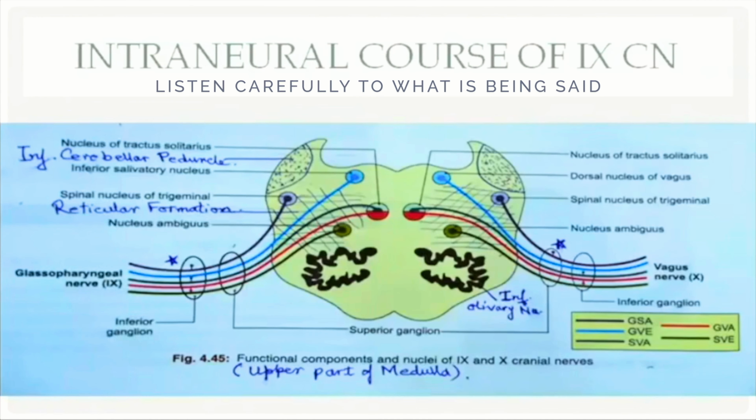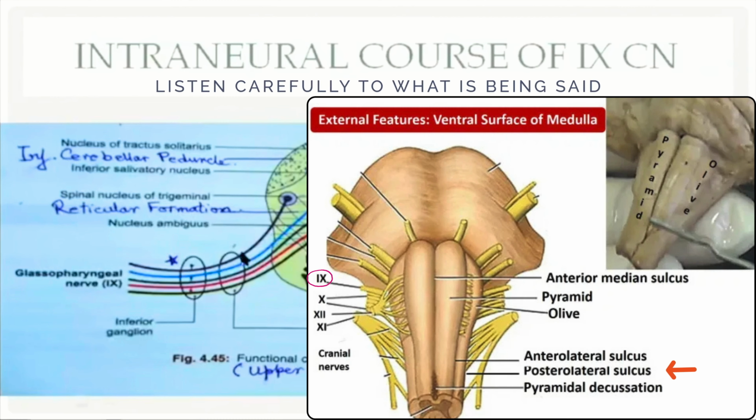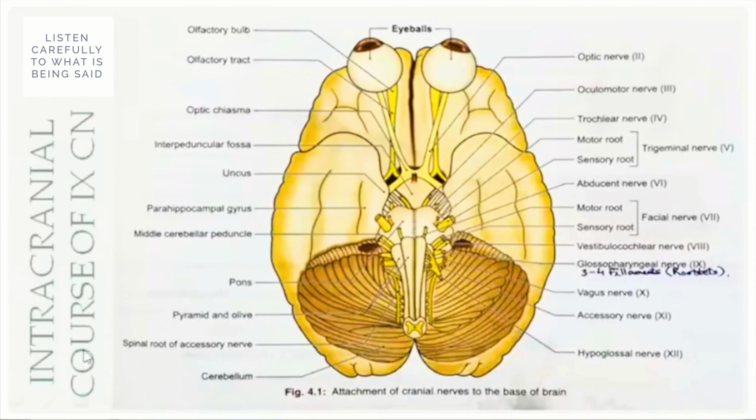So if you keep comparing with the spinal cord, that's why we're teaching neuroanatomy from down to above, caudal to rostral. So this will emerge here from the posterolateral sulcus of the brainstem above the vagus. Now you're seeing the intracranial course. We have done with the intraneural course.